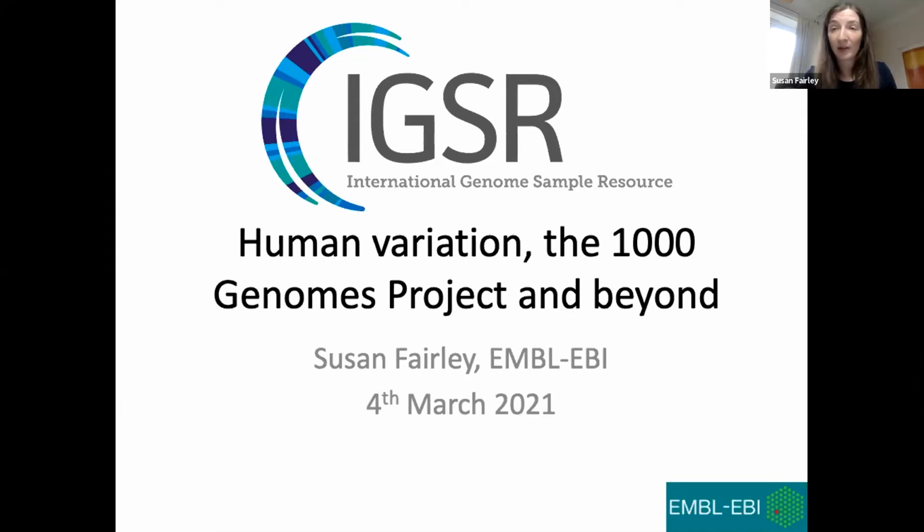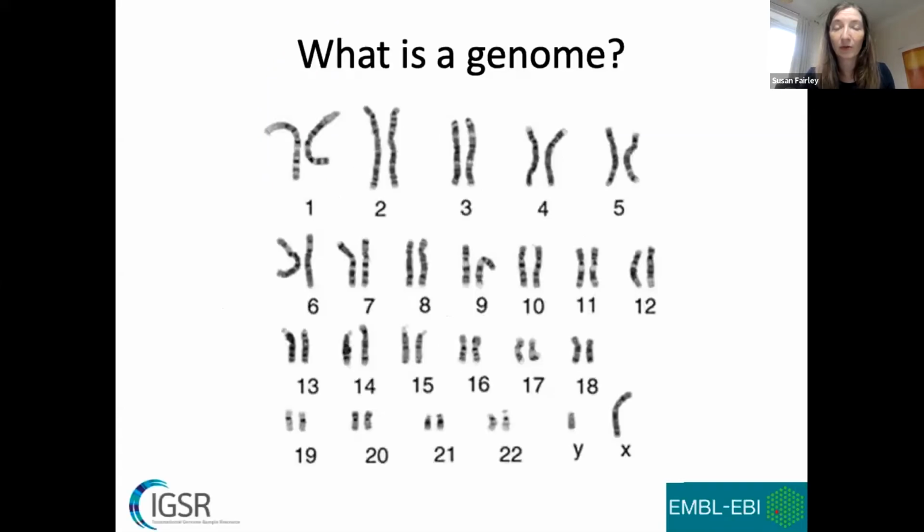But what I'm hoping to talk to you about just now is a little bit about human variation in general, then a little bit specifically about the 1000 Genomes project, which was a project that ran from about 2008 to roughly 2015 to explore human genetic variation. And then we're going to look at where things have gone on since then in the remaining time. So one of the questions when we're talking about human genetic variation is, what is a genome?